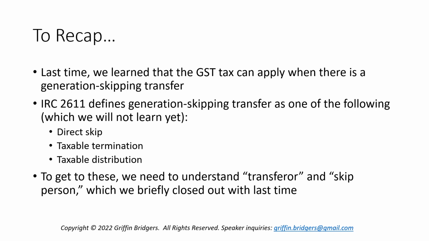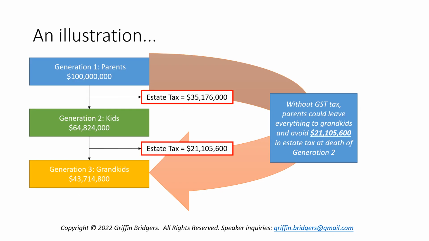Those are people who sit on opposite sides of a gift transfer or a transfer that's not by sale. So much like you might have donor and donee for a gift, you might have decedent and heir for a transfer at death. Well, we're going to have transferor and skip person being on both sides.